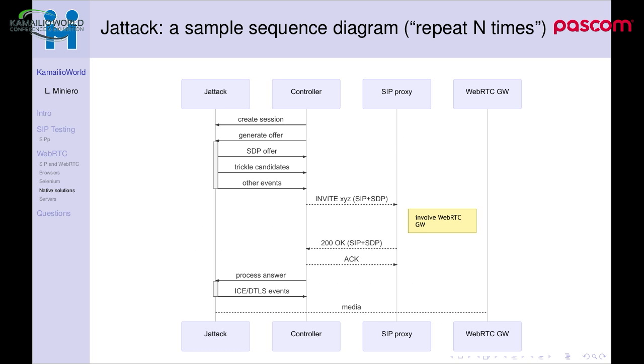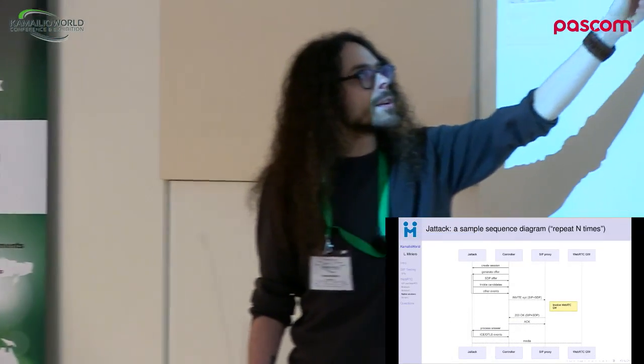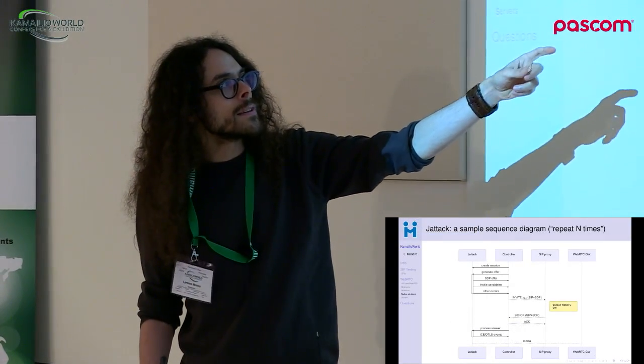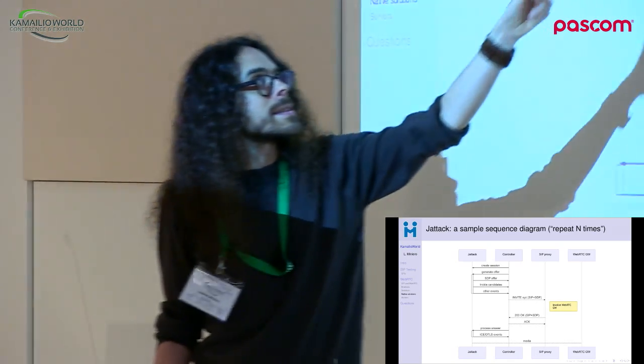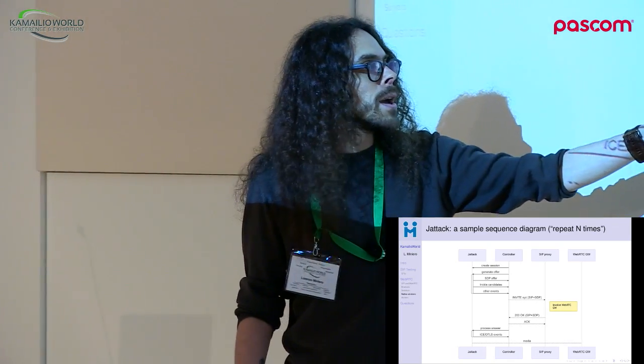This is a simple example of how you could implement a very simple SIPP calling scenario with Jattack. So you would just say, create a session for me, generate an offer. OK, this is the offer. These are the candidates and other events. I use this information in a SIPP invite that I send to a SIPP proxy. I get an SDP back.